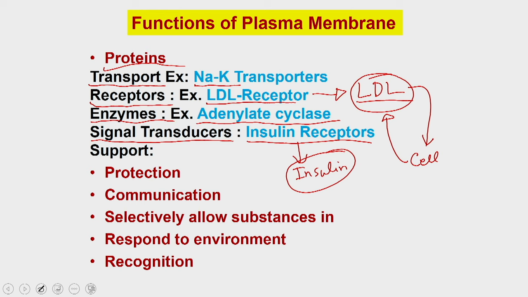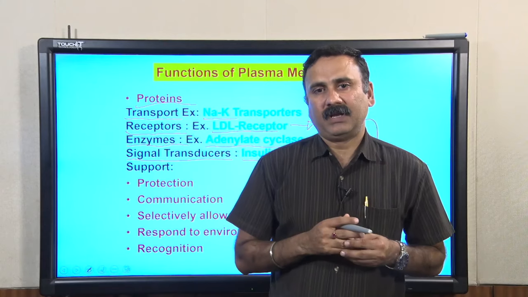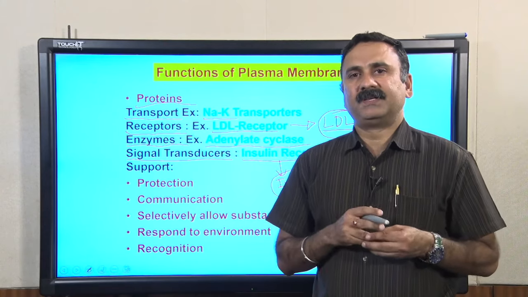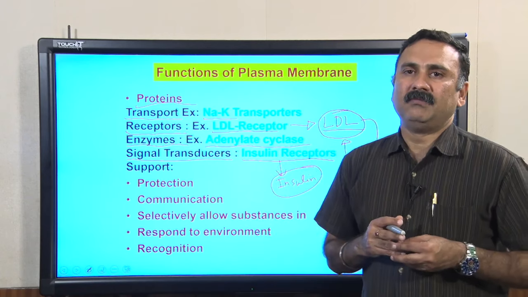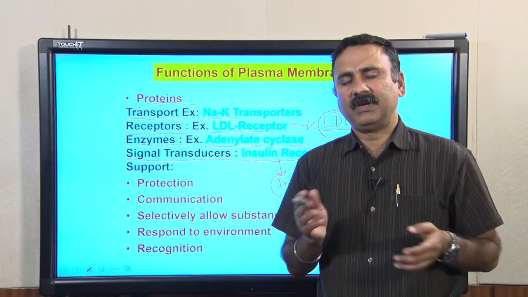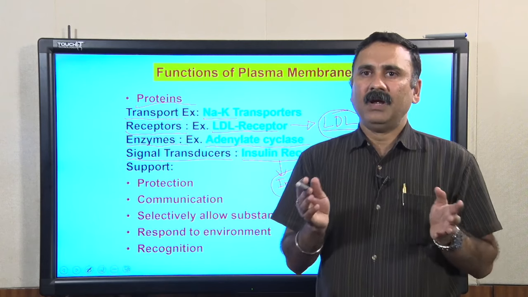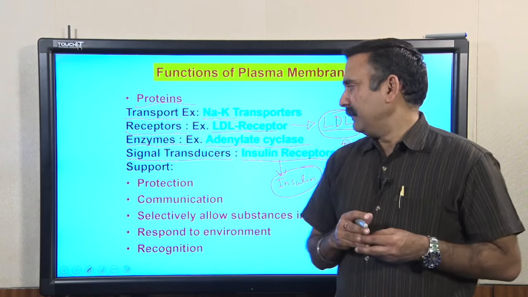Apart from these enzymes, you also have the electron transport chain, which is also present on the plasma membrane of the mitochondria. And you also might have seen that photosystem 1 and photosystem 2 are also membrane proteins which are present on the thylakoid membrane. The thylakoid membranes are also of the same composition as the plasma membrane.